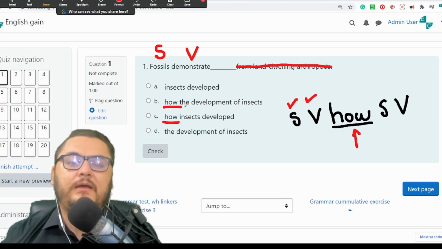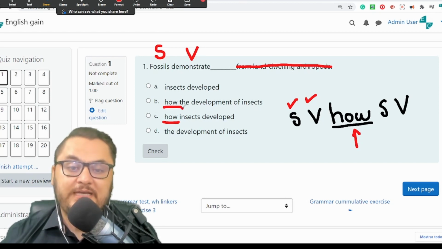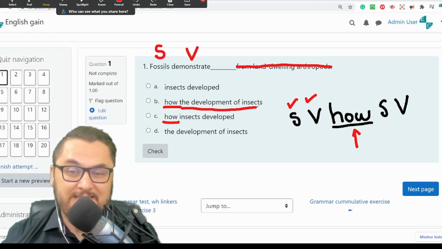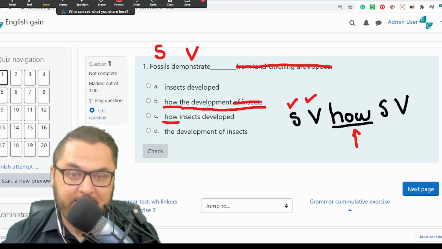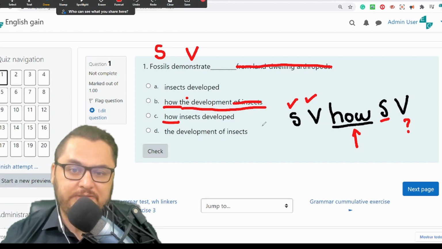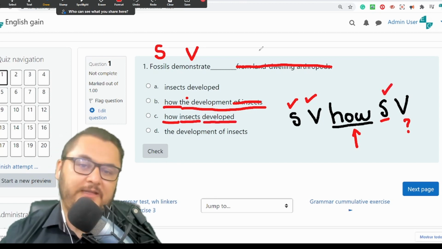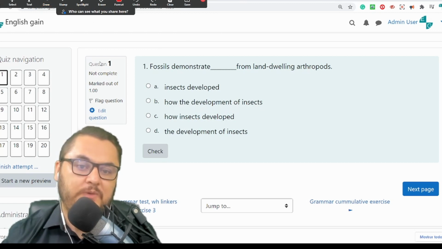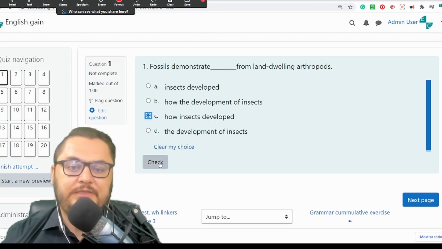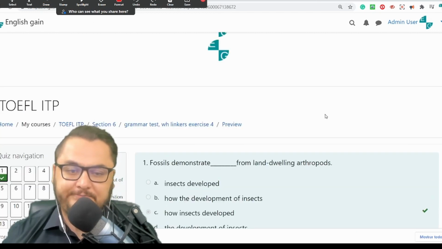And then option B says the development of insects. I can eliminate this because we already know we can eliminate that. And this is going to be just a subject. I still need a verb. That's why B is not my choice. Option C contains subject, insects, and developed, the verb that I'm looking for. That's why that's my option. That is why I am choosing C as my option.